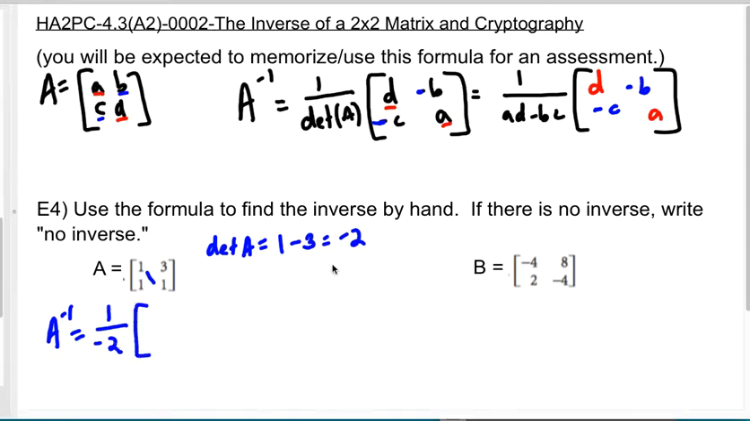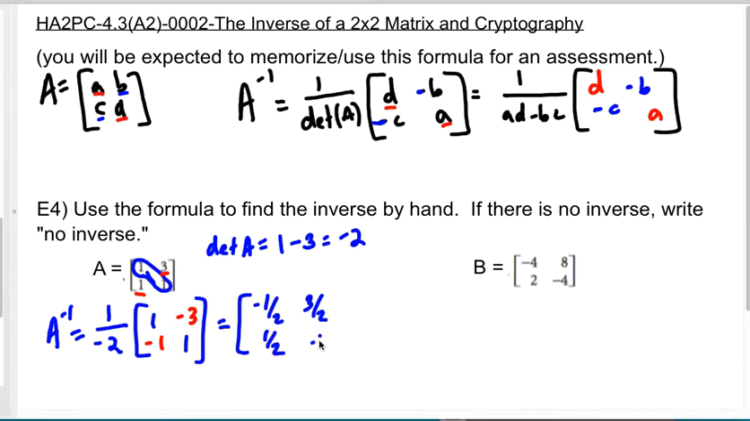and then this is where we have to pay attention to the patterns here. I'm switching the A and the D. Well, I'm switching these two, but they're the same number anyway, so it doesn't matter. And then I'm changing the sign on these two, so this becomes a negative 1 and a negative 3 because they were both positive. The last thing I'm going to do is distribute that number in here and get that this is a negative 1/2, a positive 3/2, a positive 1/2, and a negative 1/2. And that is my A inverse. Okay, so that's how you calculate the inverse by hand.